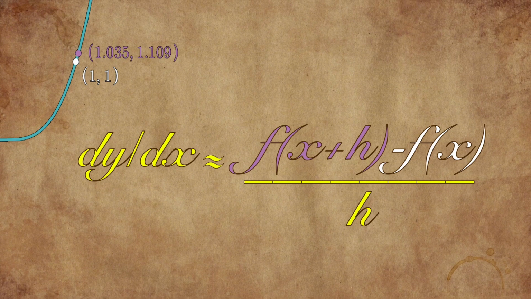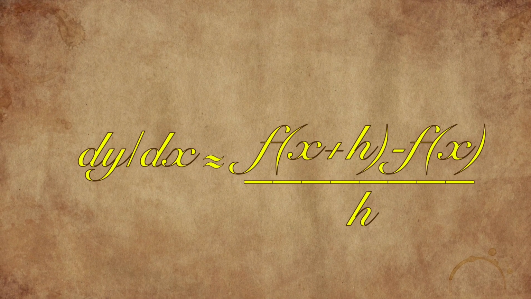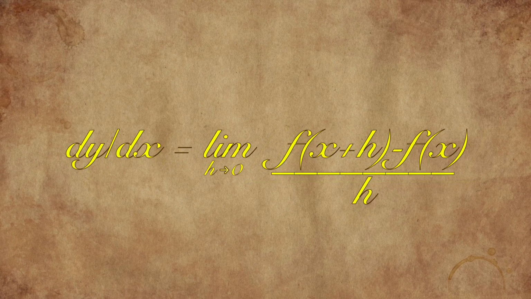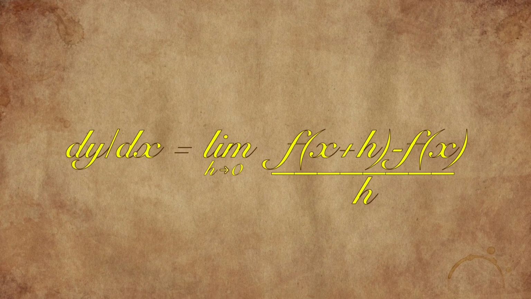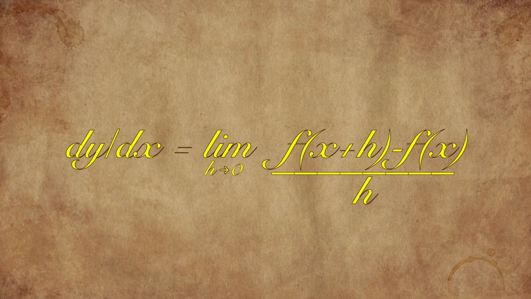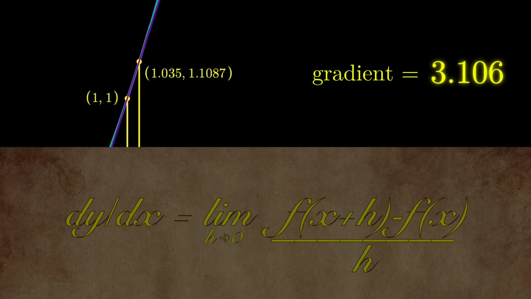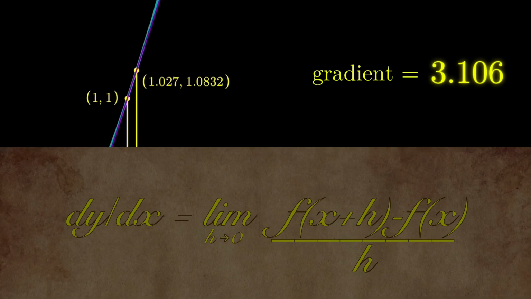But this is an approximation. We want to find the actual gradient. For that, we use limits. So we say dy over dx is equal to the limit as h approaches 0 of the equation. What this means is that the gradient is equal to whatever this equation seems to be approaching as h decreases and decreases, approaching 0.